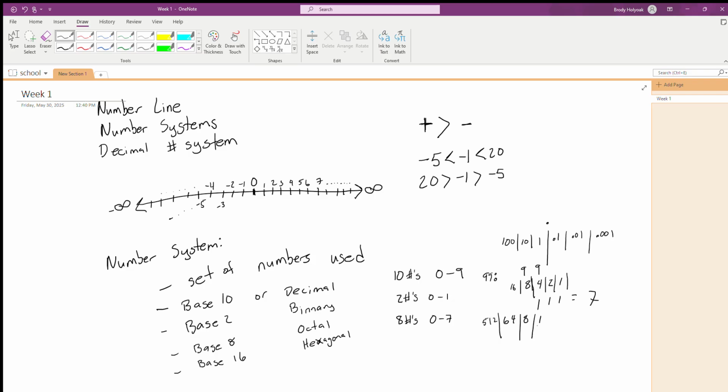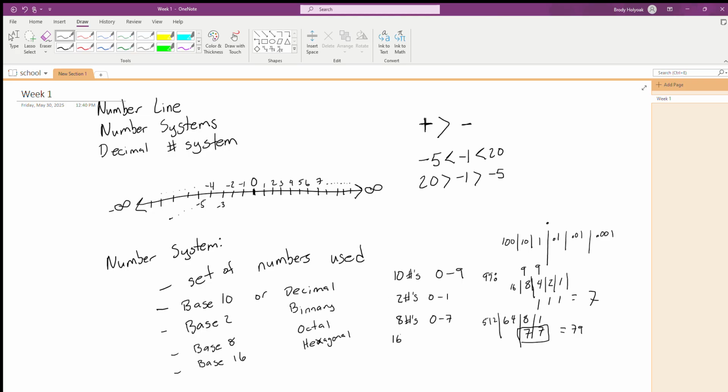So if I have a 7 in the 1 spot, that means I have 7 1's. If I have 7 in the 8's spot, that means I have 7 8's. So that's going to give me 56. And then I have 7 1's over here. So that's going to give me 63. And this is going to represent 63 in decimal, written as 77 in octal.